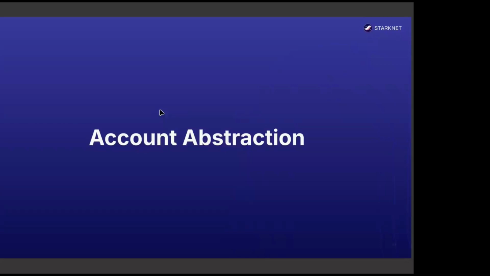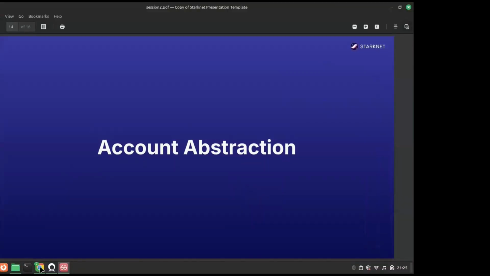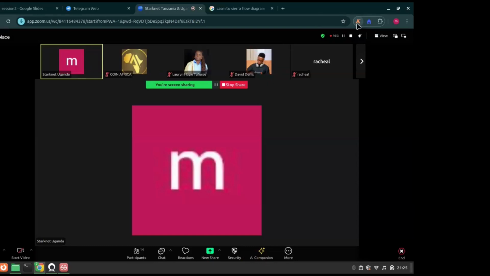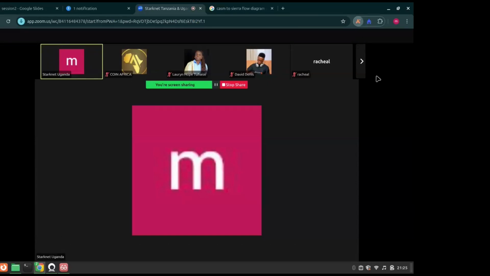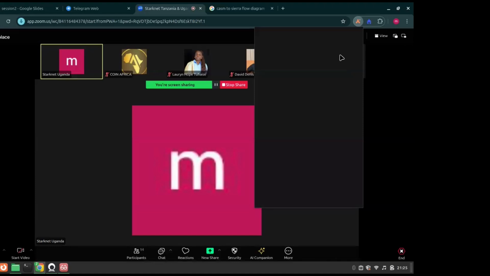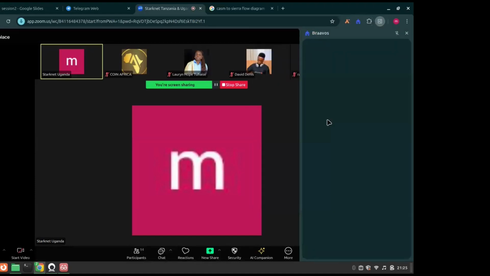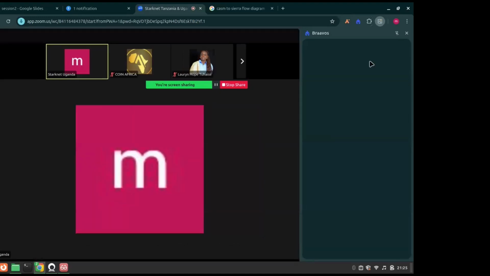Do we all know what MetaMask is? Or do we all know what a wallet is? Let me open mine here. It's taking quite a while. Let me just open my wallet here, guys, and be able to view it.